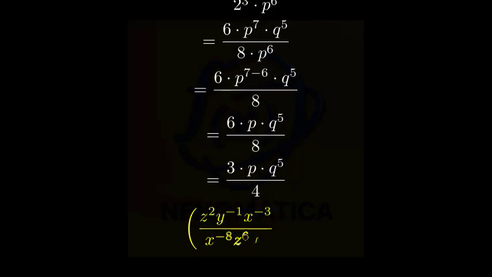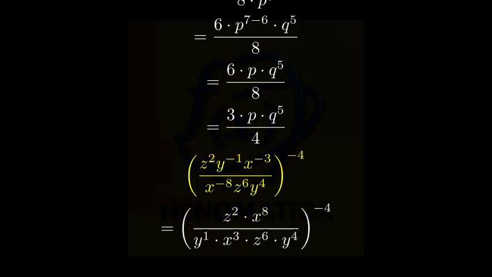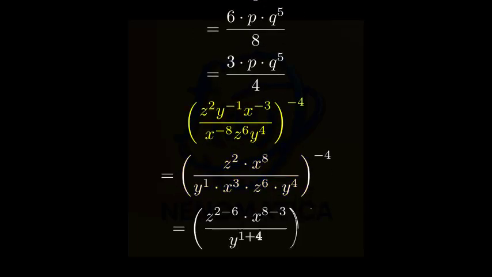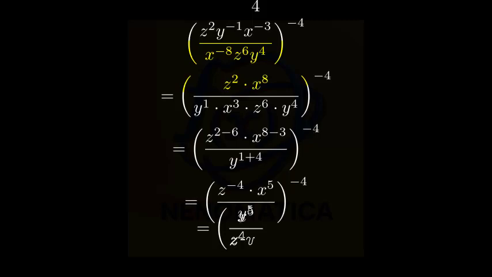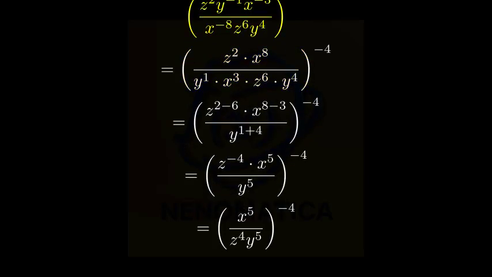Now let's look at our fourth example, which is more complex because it involves a negative exponent applied to a fraction. Open parenthesis, z squared y to the negative 1 x to the negative 3 over x to the negative 8 z to the sixth y to the fourth, close parenthesis, all raised to the negative fourth power. First, let's simplify what's inside the parentheses. We'll move all negative exponents to the opposite position. Now we combine like terms inside the parentheses. Since z to the negative fourth appears in the numerator inside the parentheses, we move it to the denominator.